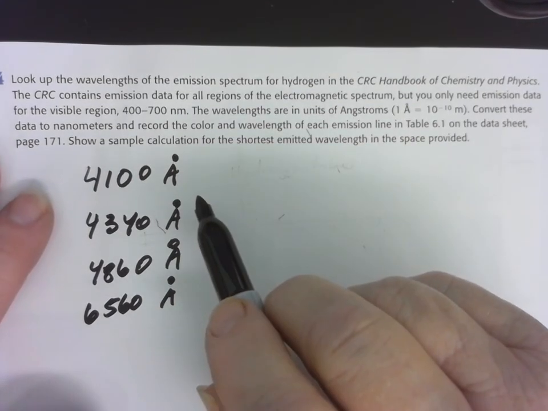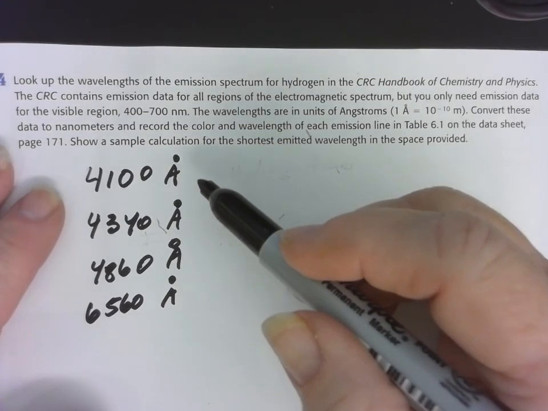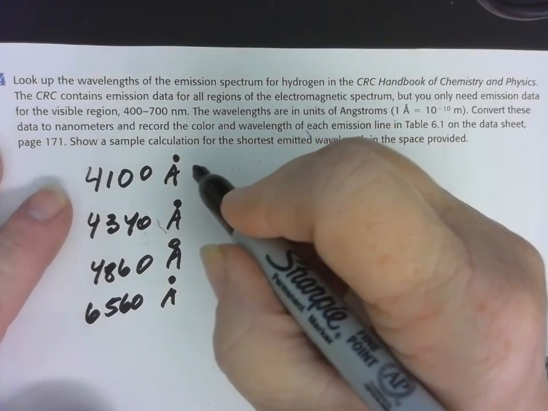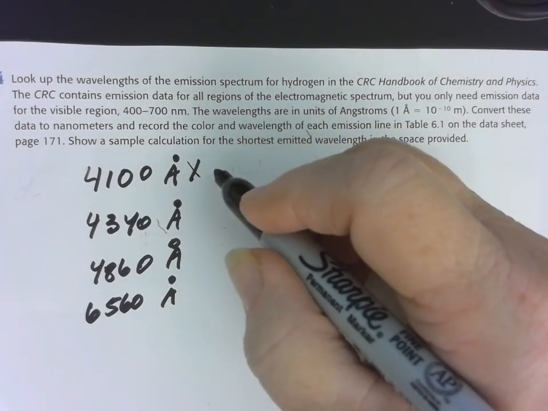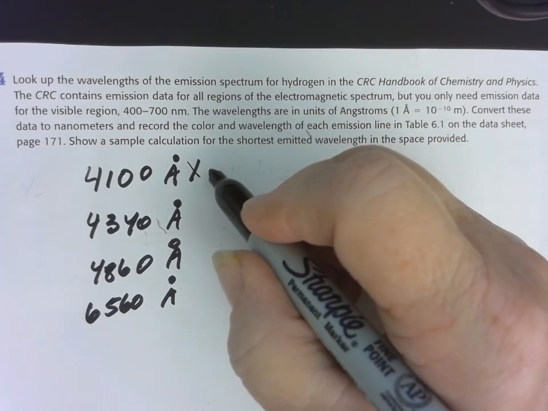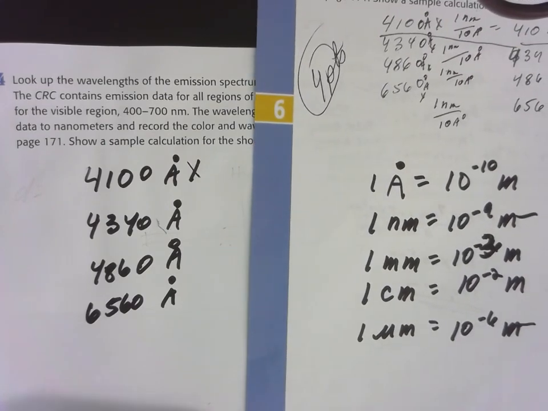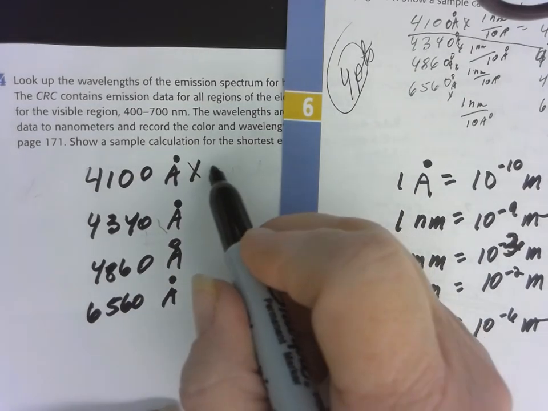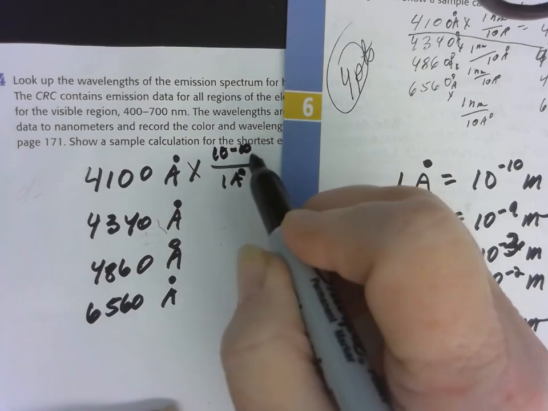So which one is the shortest? Well, this is in length and distance, so our 4,110 angstrom is the shortest. We need to convert that to nanometers. Here's one way to do it: we can go through meters. So we look at the parameters I gave you, and we see that 1 angstrom is 10 to the negative 10th meters. I want to get rid of my angstrom, so I put that on the bottom. 1 angstrom is 10 to the negative 10 meters.